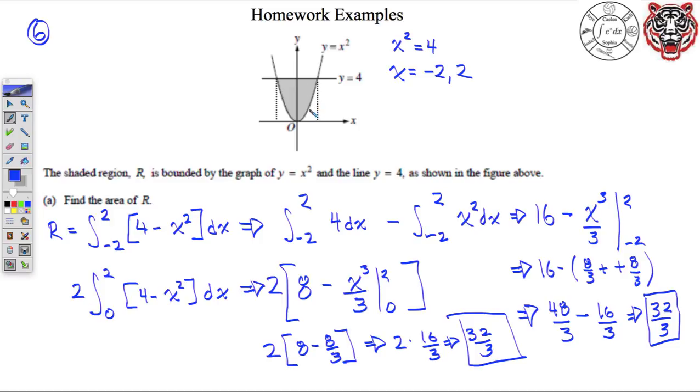That's the last homework problem that I wanted to go through. Number 5 was also kind of hard, but I will let you girls try that one on your own. All right, good luck on the homework.